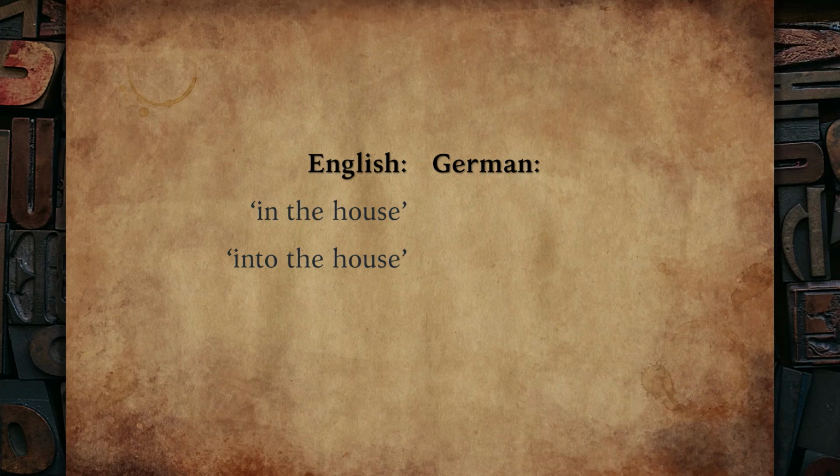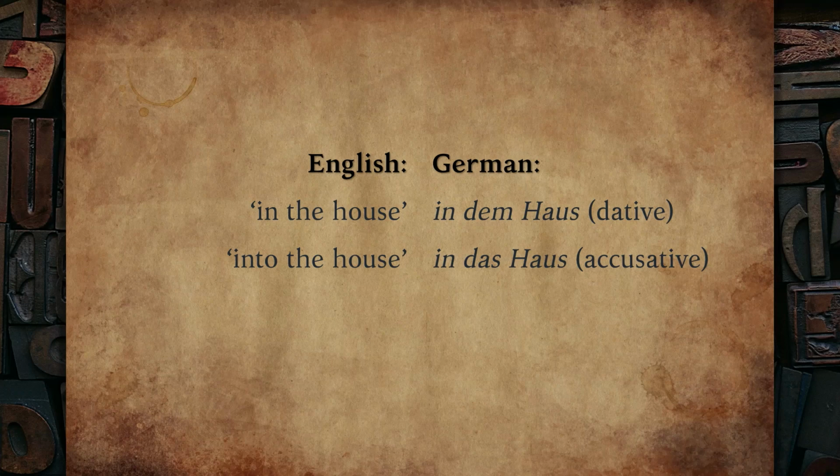as in into the house, with the same preposition. So in English we have different prepositions, but in German we say in dem Haus and in das Haus. And the direction is not encoded in the preposition in, but in the case of the article. Dem is dative and das is accusative.